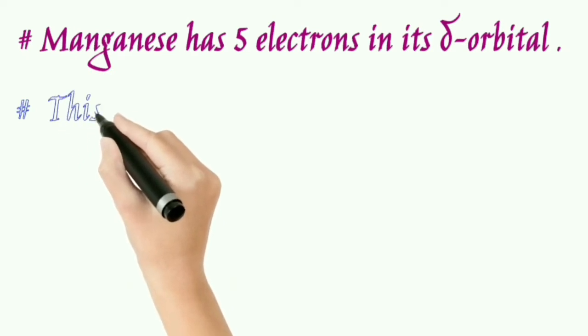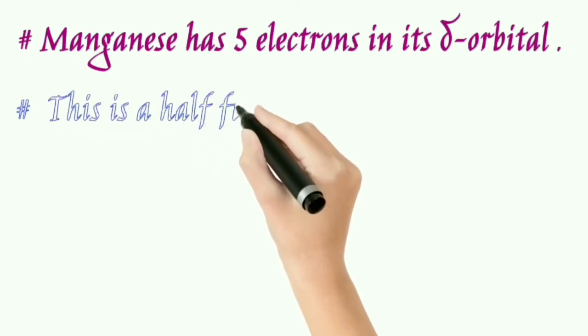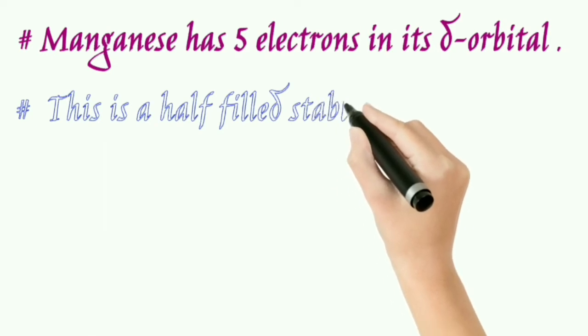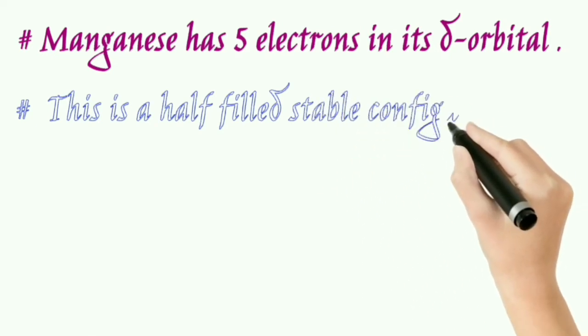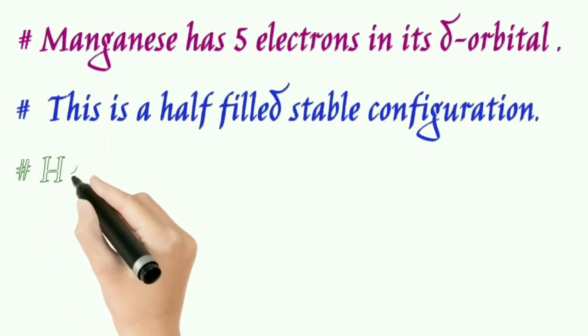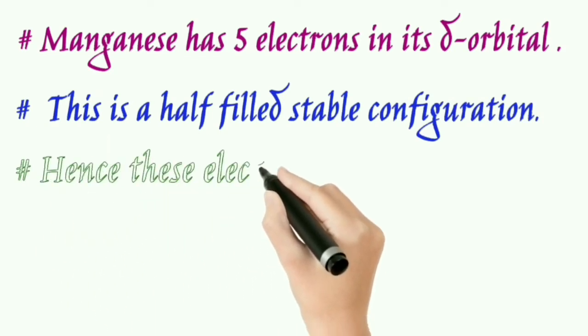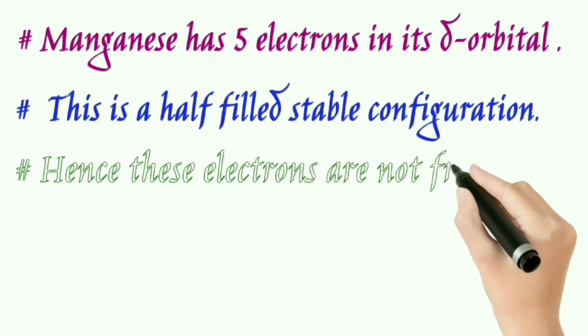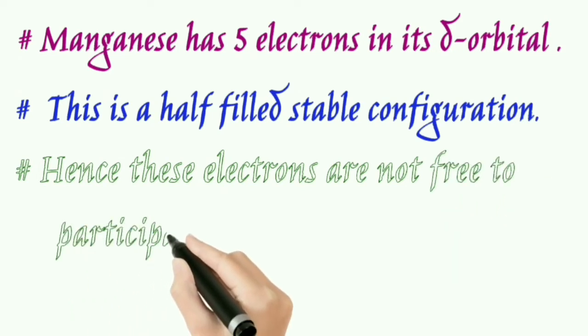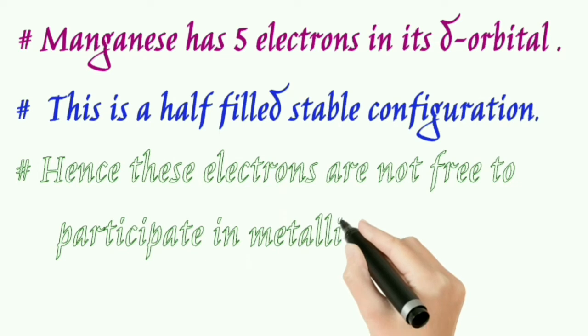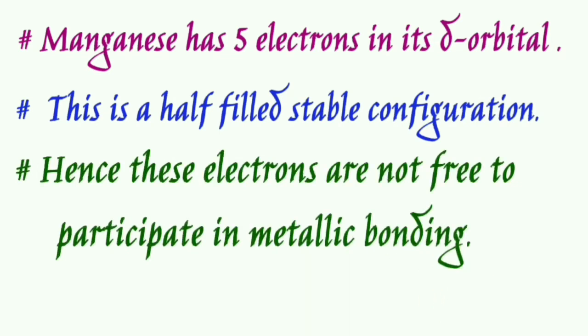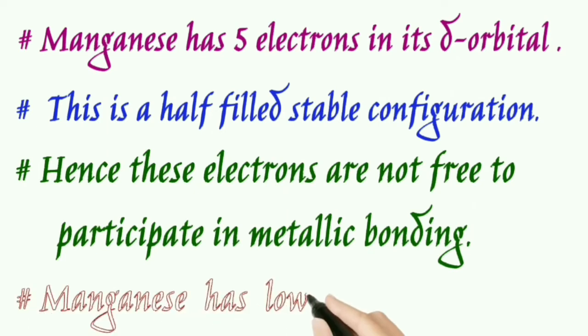That means manganese has 5 electrons in its d orbital. This is a half filled configuration. Yes, I told you half filled and completely filled are more stable, as you know. So here manganese is in half filled configuration. Hence the electrons are not free to participate in bonding. Even though it has more number of unpaired electrons, they are not free to participate in the metallic bonding. So that is the reason manganese in the 3D series has low melting point.